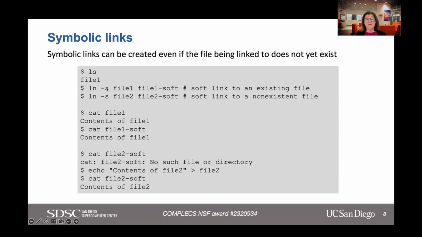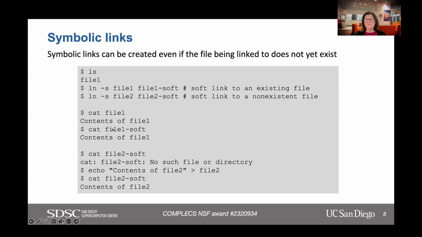So I'm in a directory, and again, in the GitHub repo are examples with these samples in them that you can work with. So we have a file in the directory, and I make a soft link file1 and then the soft link. It's a soft link to an existing file, and we do that for file1 and file2. So we look at the contents of file1.